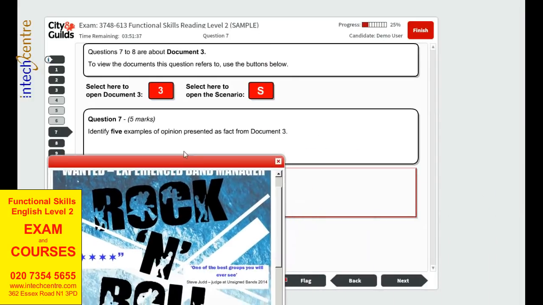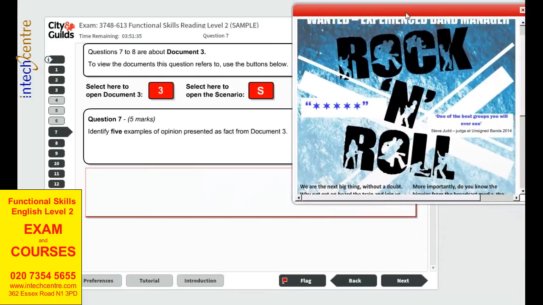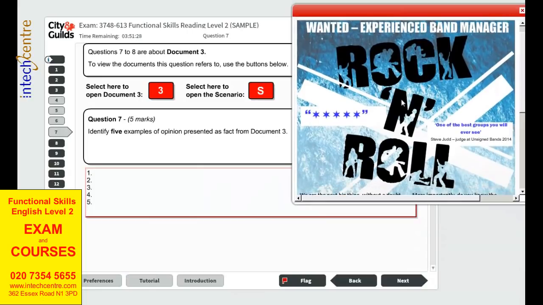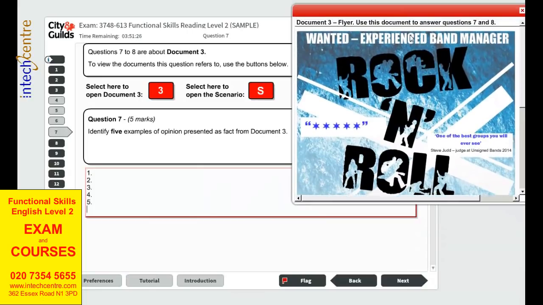So we need 5 examples. So that's a lot of marks we need. So we just put 5 points, so we can just list them here. So immediately, what can we see?